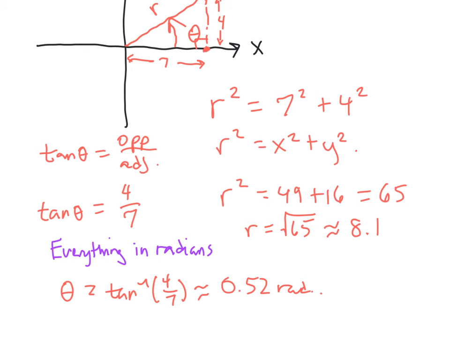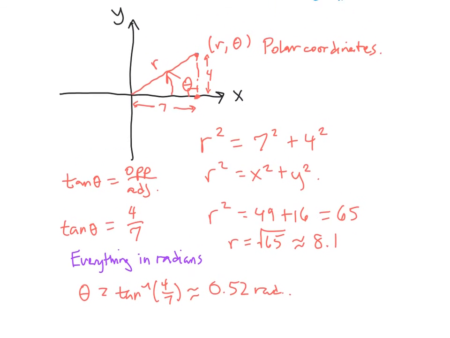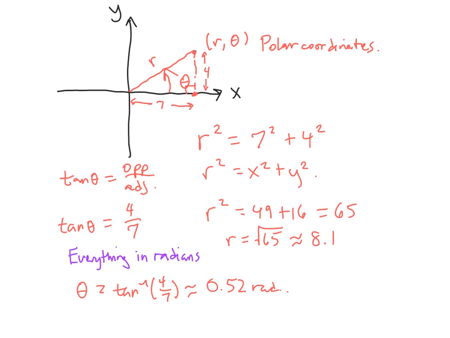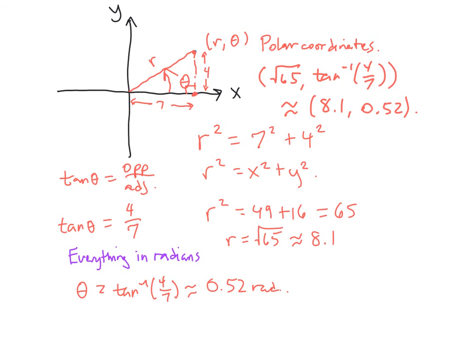All right, so I can now give this point polar coordinates of, actually, I'm just going to give it the exact number that I have there, square root of 65, and then inverse tangent of 4/7. And then if you want something with numerical approximation, sometimes that's more useful to have. You like to know how big something is. 8.1, 0.52. And those would be polar coordinates for this same point, the point that we previously called in Cartesian coordinates 7, 4. So anyway, that's the basic idea of polar coordinates.